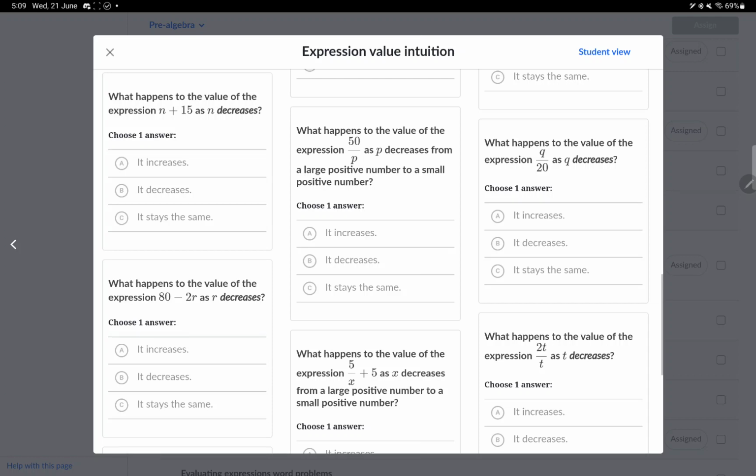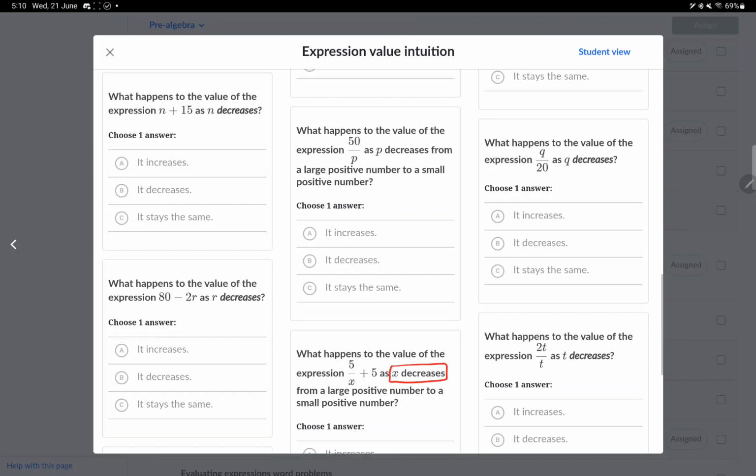Okay, I won't give you guys all the answers yet. I'll just give you guys maybe one more. This one here. As x decreases from a large positive to small positive. So note that x is decreasing. It's positive, but it's decreasing.